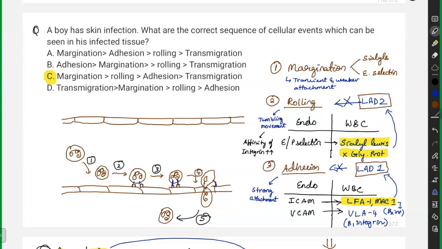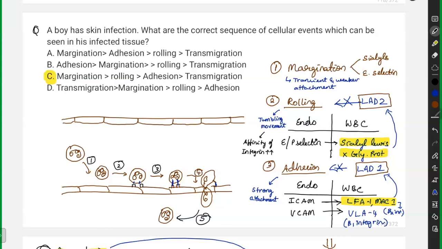This is caused by the defect in the CD18 molecule required for the biosynthesis of beta 2 chain shared by LFA1 and MAC1 integrin. Characterized by recurrent bacterial infections, delayed separation of umbilical cord stump. All these things are going to take place in LAD1.